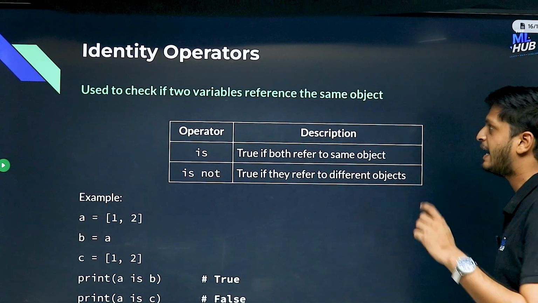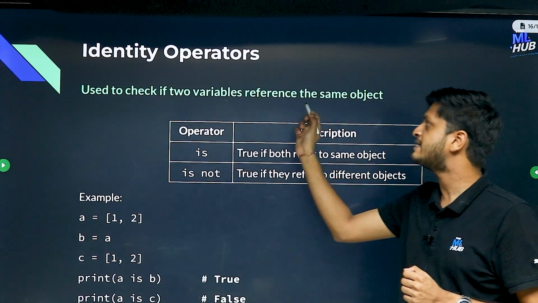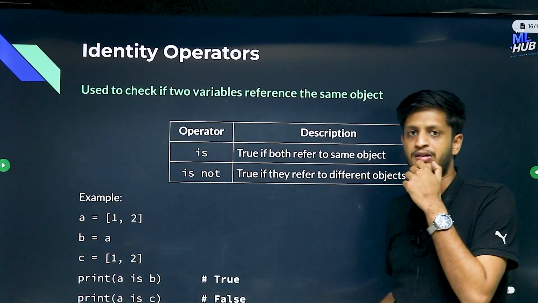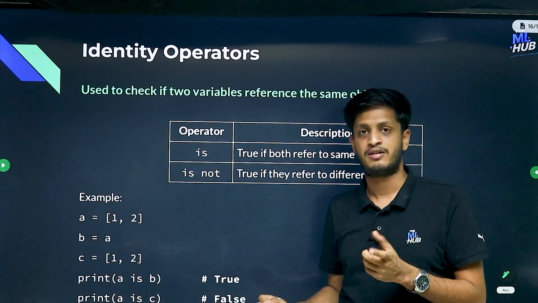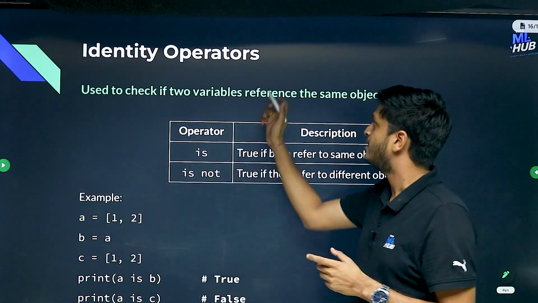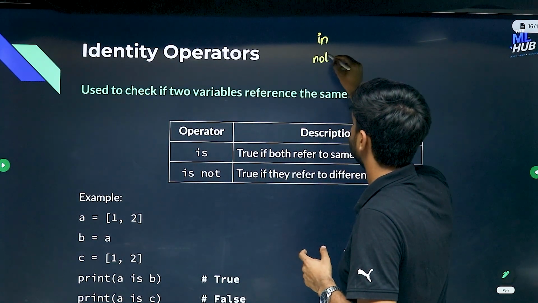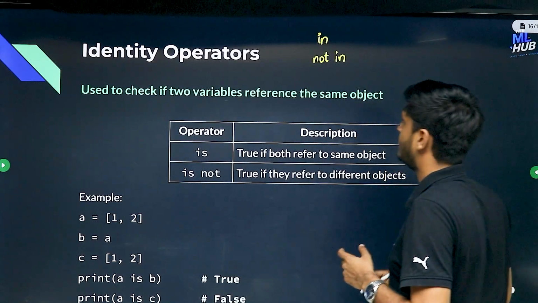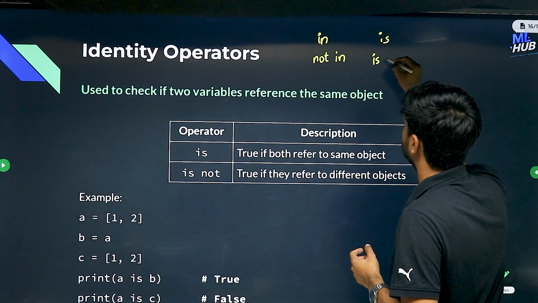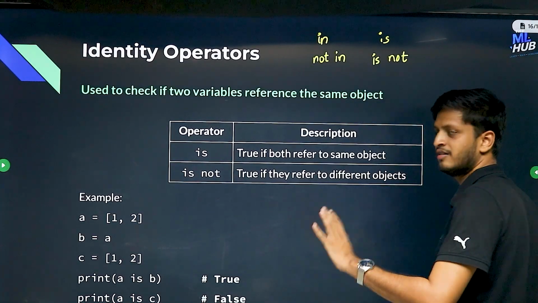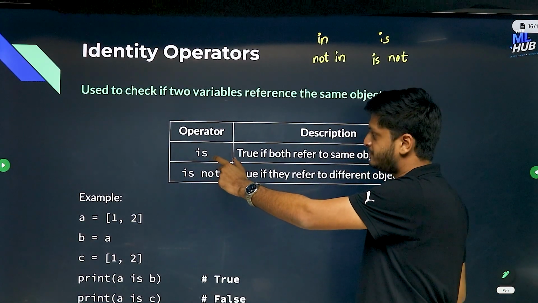Similarly, next one is the identity operator. Identity operators are used to check if two variables refer to the same object or not. Like in and not in, here we have is and is not. Be mindful: the membership operators were in and not in, but the identity operators are is and is not. Simple English.